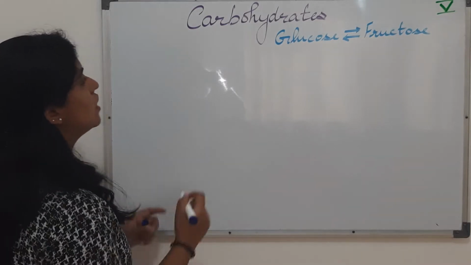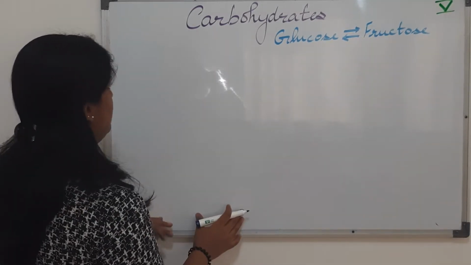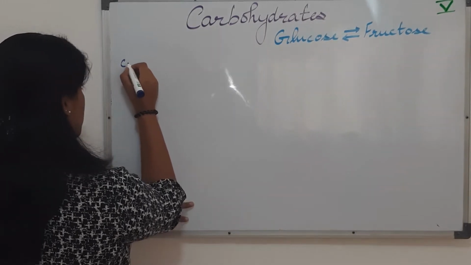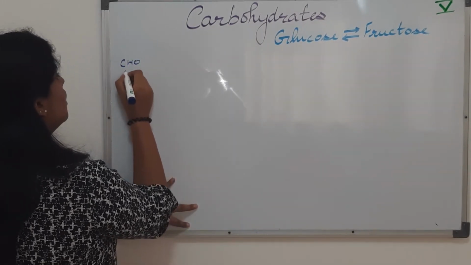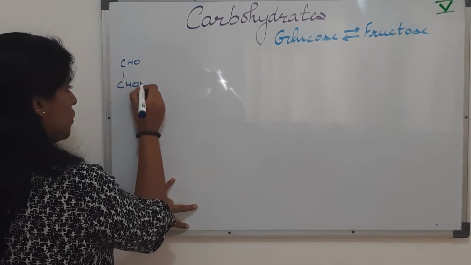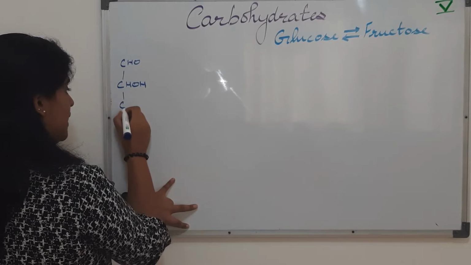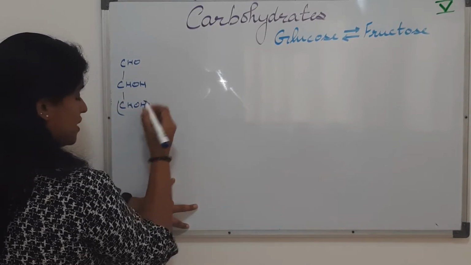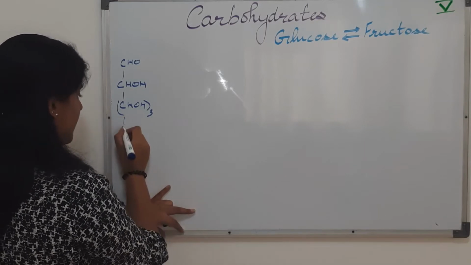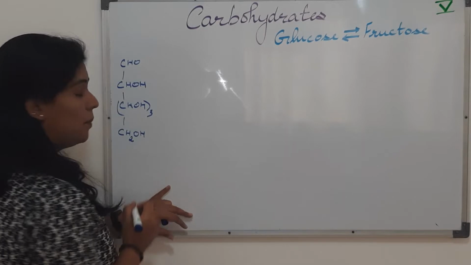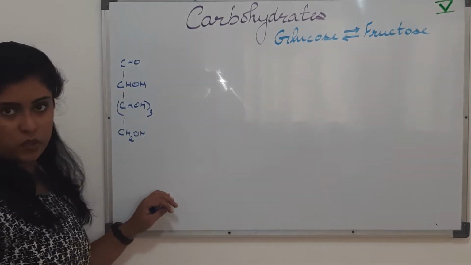For this, let's draw the structure of glucose that we already learned. Glucose has an aldehydic unit, so there's a CHO group, right? Followed by a CHOH unit, followed by CHOH again, and this occurs 3 times. It keeps repeating, and finally at the end we have a CH2OH unit, primary alcohol. This is the structure of glucose we learned.